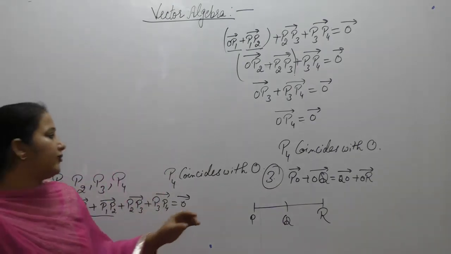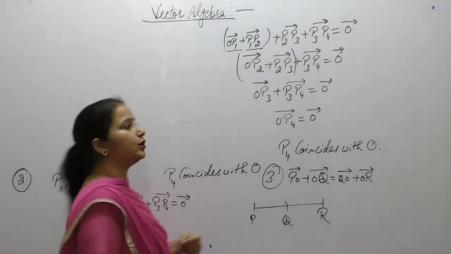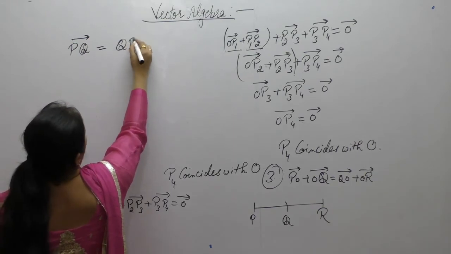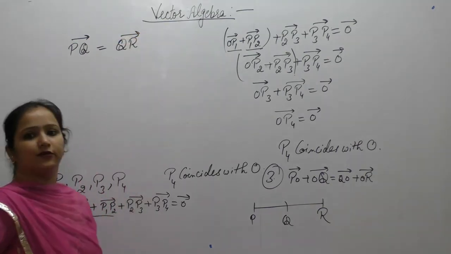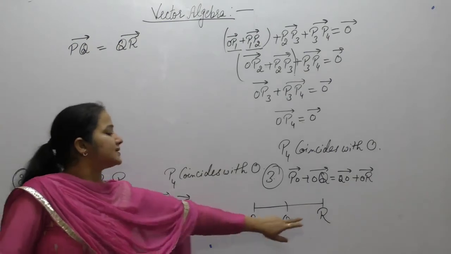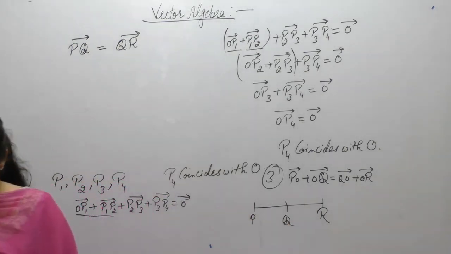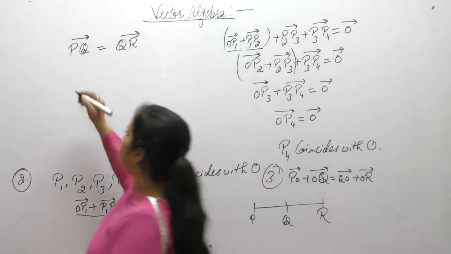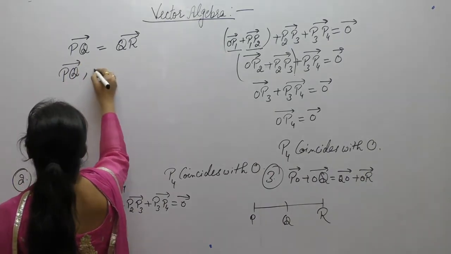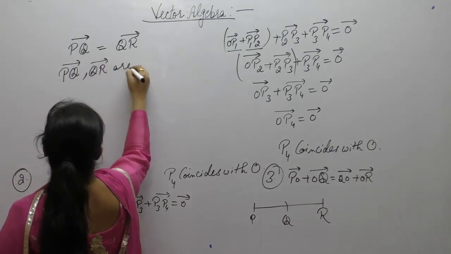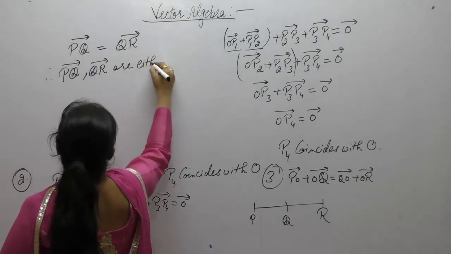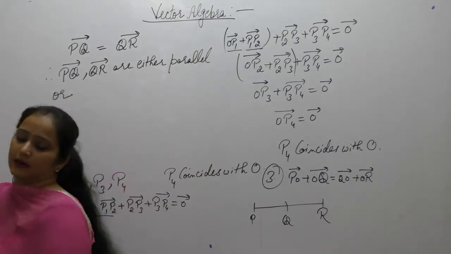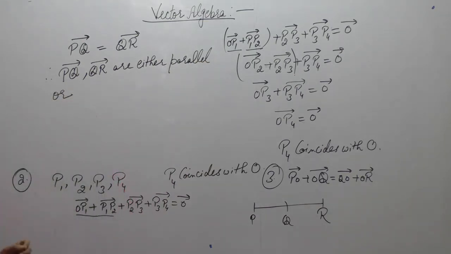By triangle law of vector addition, PO plus OQ is equal to PQ vector and QO plus OR is equal to QR vector. Vector PQ is equal to QR vector. It means that PQ vector and QR vector are either parallel or collinear.